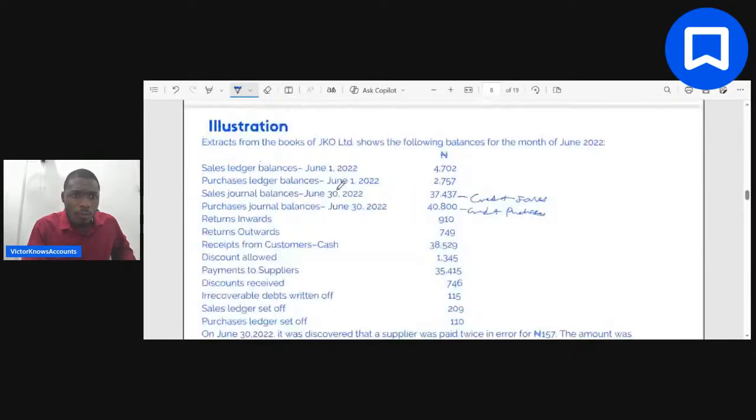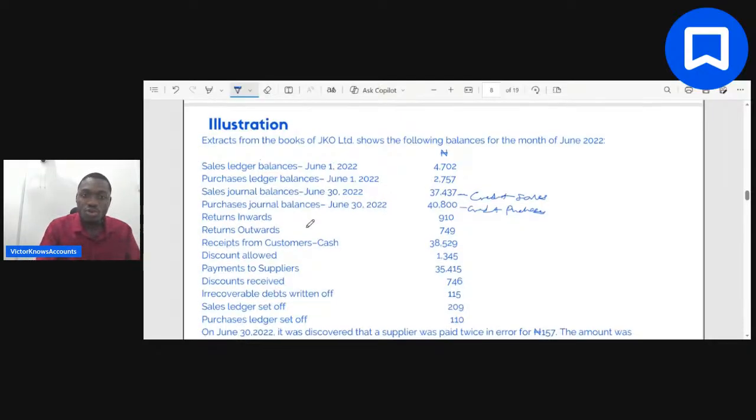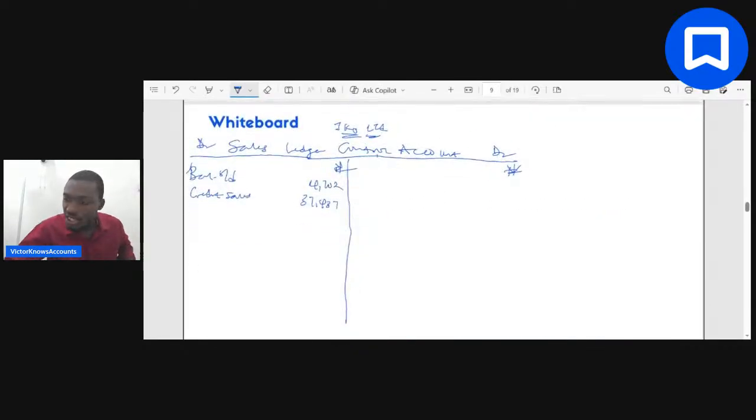So purchase journal balance, you know that one is going to the purchase ledger control account. We have returns inwards. Is return inwards going to increase debt or reduce debt? If you bought goods for 50,000 naira, you are owing that person 50,000 naira. Once you return goods, your debt will reduce. So return inwards is reducing debt, so it will be on the credit side. So we come here, we say return inwards, 910 naira. Is that fine?